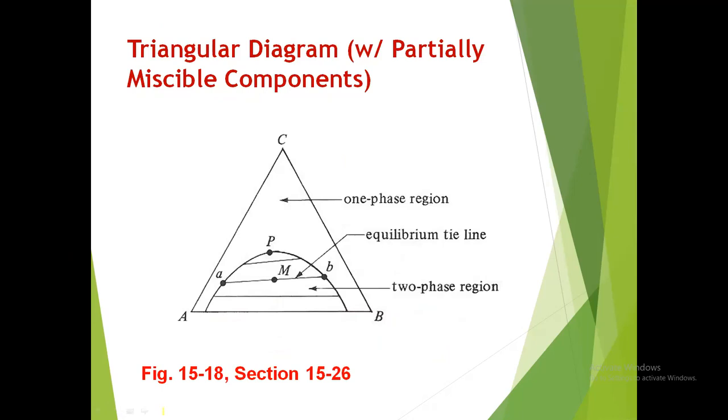Now in here, you can find this in section 15-26. This is another triangular diagram in the case of partially miscible components of your feed and solvent. So you now have this formation of a one-phase region and a two-phase region. In this particular region, you have one homogeneous phase. If it falls anywhere under the phase envelope, we call this curve the phase envelope, then we have a two-phase region.